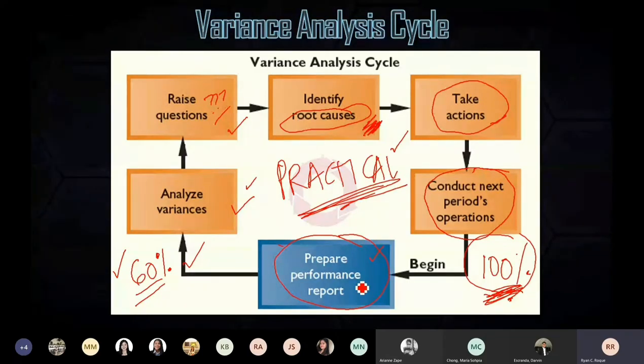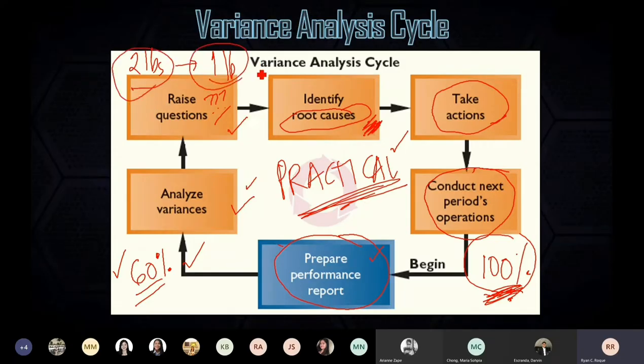Your standard should be smart. Ano nga yung smart na yun? S for specific. You really have to determine ano ba talaga yung standard na sineset mo. Or materials, ilang materials, 2 pounds ba ng materials ang kailangan mo to come up with 1 pound of your output and so on. We are very specific on that. M, measurable. So ayan, nasabi naman natin, 2 pounds for every 1 pound. So measurable.